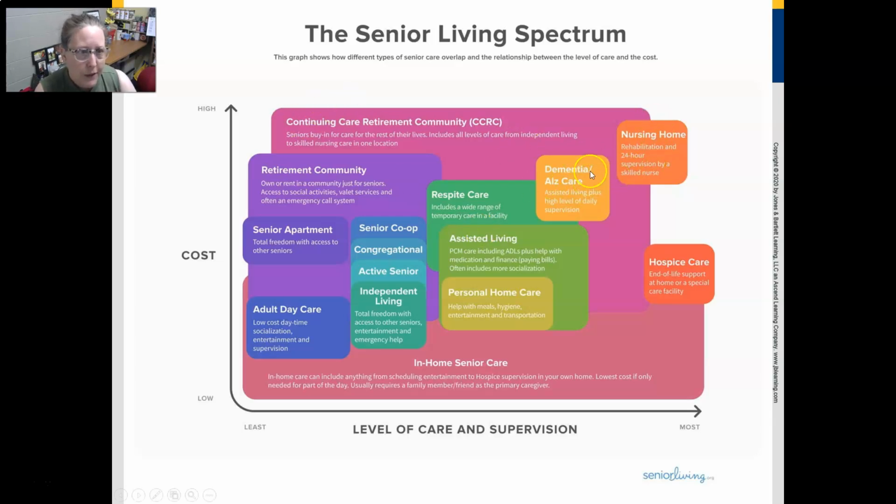I think these two should be flipped, or at least this dementia one should be over here, because dementia and Alzheimer's care do need a lot of care, at least a lot of supervision, and the more care and supervision you need, usually the more expensive these things are. Hospice care is a little bit lower cost, but a lot of supervision. Also, hospice care is a lot shorter, right? It's a type of long-term care, but usually once people are put on hospice, they don't have a long time to live. And here in the middle, you have personal home care, assisted living, and respite care. So that kind of gives you a snapshot of everything in one slide.